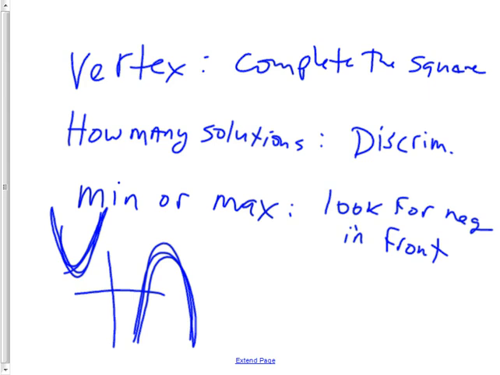What if there's a negative in front? That means it's upside down and it's a mountain shape. And then you've got a maximum. Good. What if it's like a valley? Then you've got a minimum.